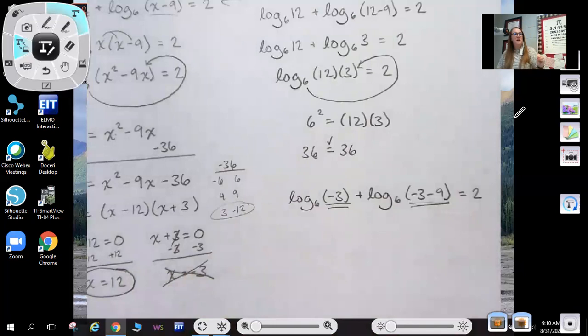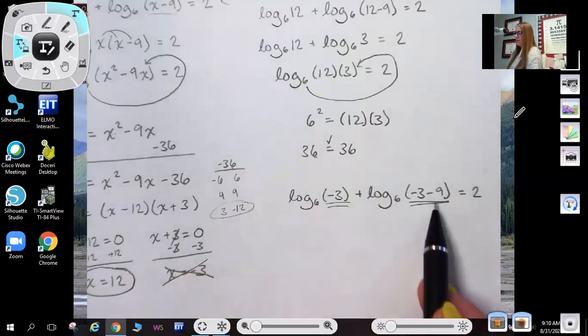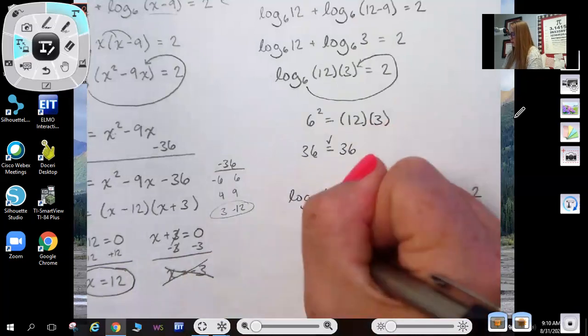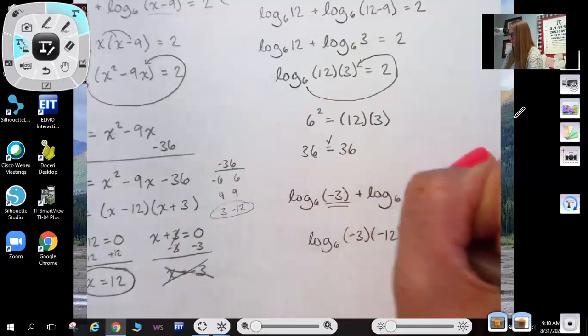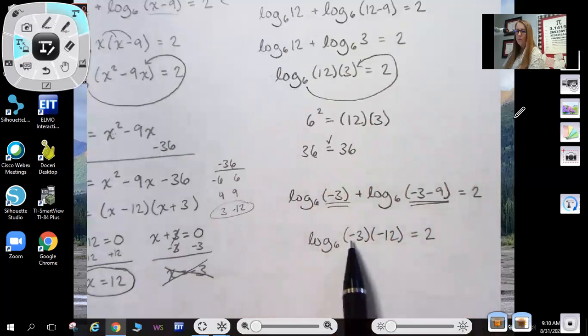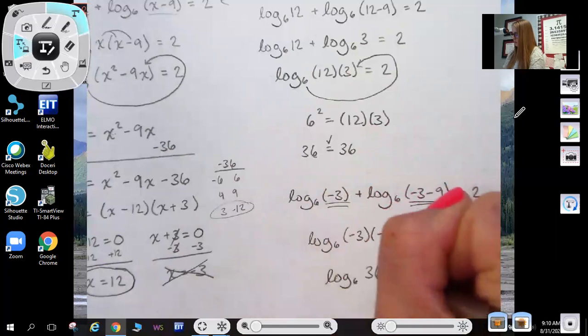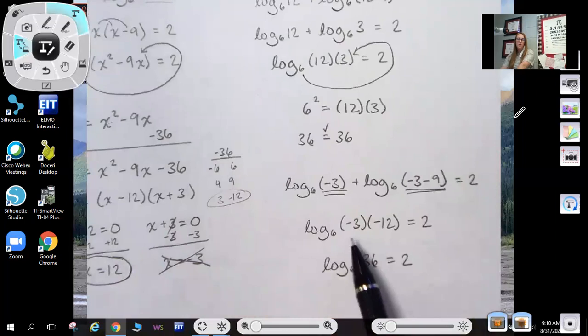Now, let me clarify. Don't write this. It would probably confuse you later if you look back. But because both of these are negative, and then we say, well, let's use the product property to say this is log base 6 of negative 3 times negative 12. Now we have two negatives being multiplied together to get a positive 36. Okay, but we had to use a property of logarithms in order to make this happen. We're not going to do this.